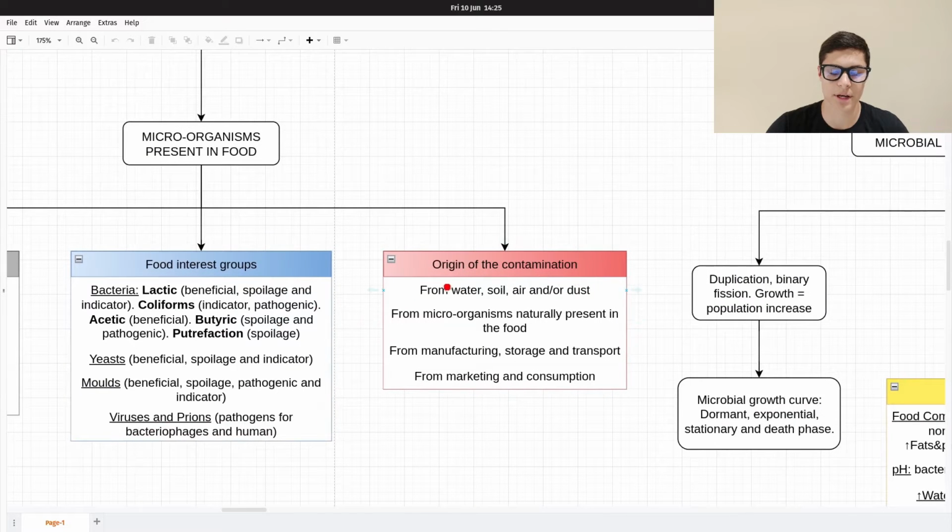The origin of the contamination, well, from the water, the soil, the air, and or the dust. From microorganisms naturally present in the food. From the manufacturing, the storage, and the transport, so how we actually create the product, how we create that food, and even in the supermarket and maybe at home, we can get the contamination.